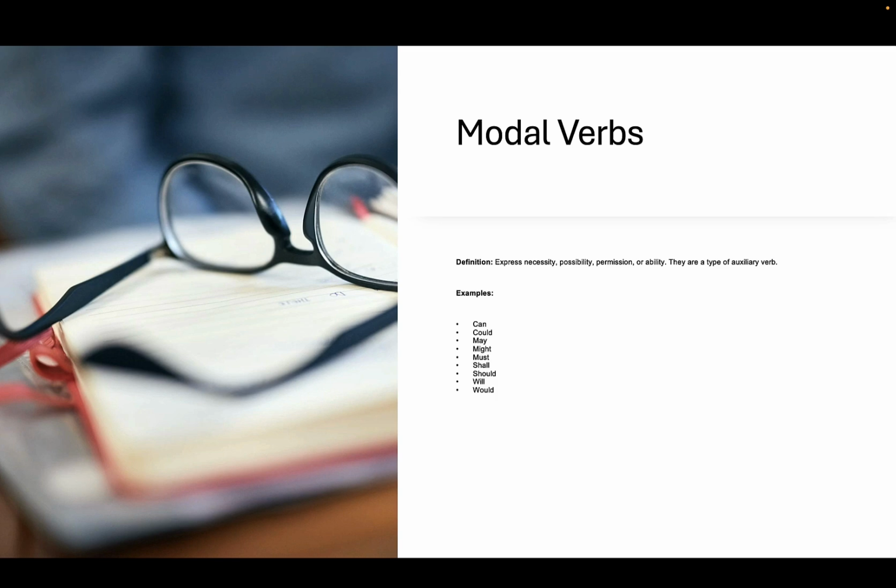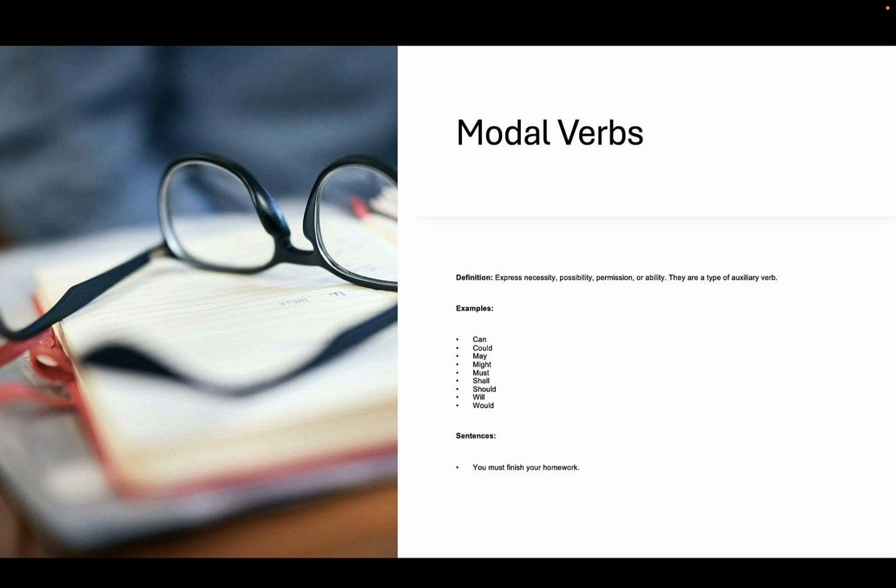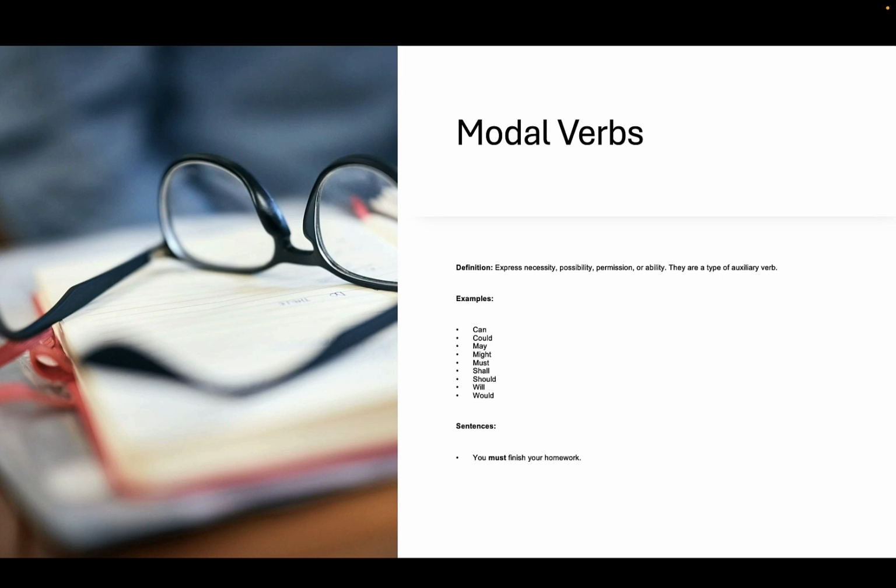Okay, now we get into modal verbs. Modal verbs express necessity, possibility, permission, or ability, basically. They include can, could, may, might, must, shall, should, will, as an example. What is the verb in this sentence? You must finish your homework. What do you think? Here, must is the modal verb because it shows necessity, meaning you have to do your homework.